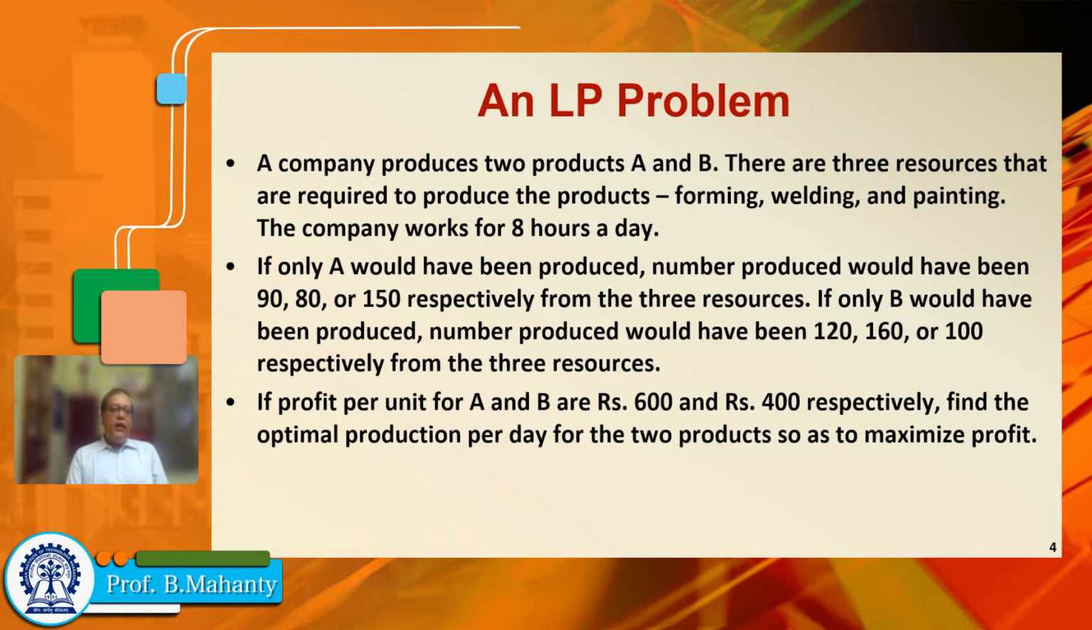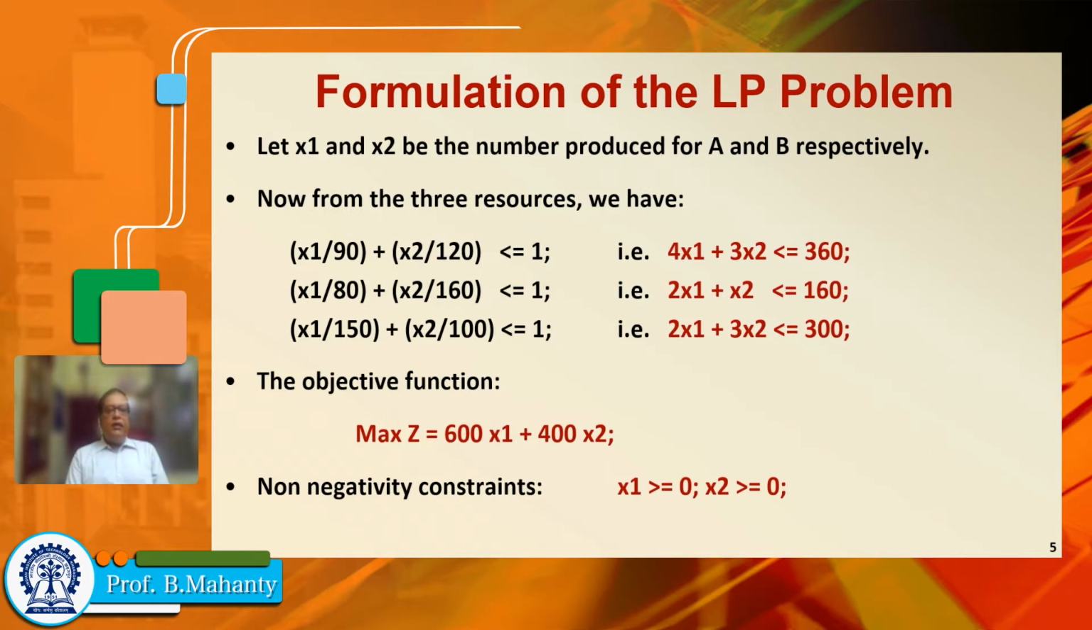So the essential idea is that together they should be less than or equal to 1. So precisely that has been put here. Let X1 and X2 be the number produced for A and B respectively. And from these three resources we have X1 by 90 plus X2 by 120 less than or equal to 1. That is from the first resource.